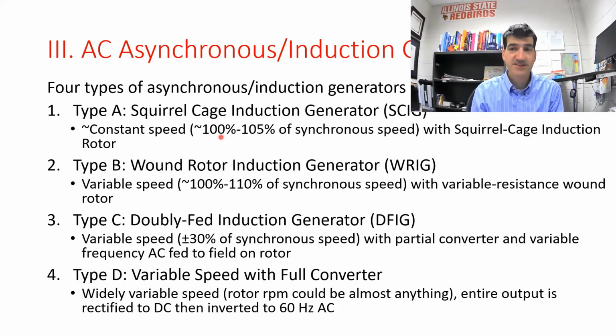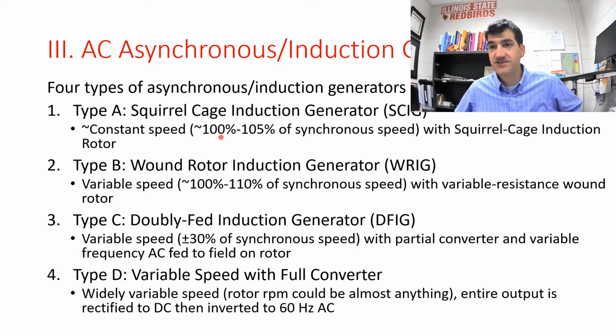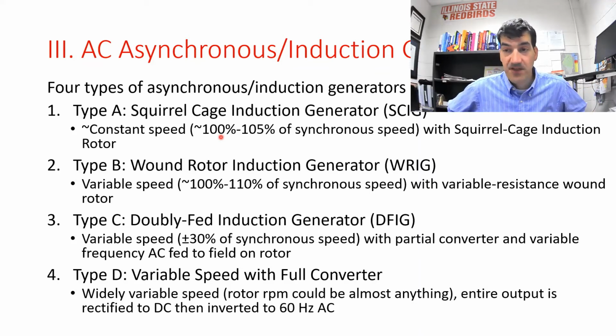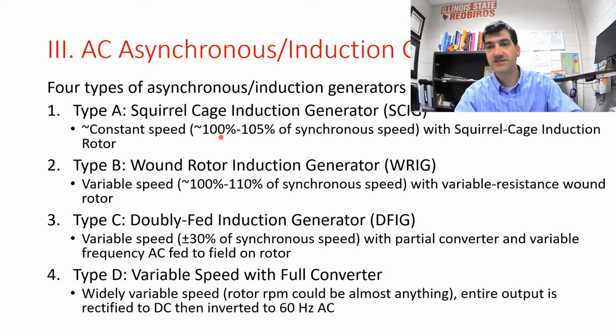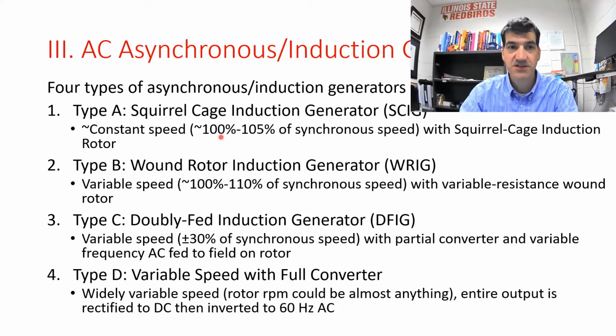So it is variable speed, but it's only a little bit of variability. You can't deal with wide swings of variable input. It's almost a constant speed. There's only a little bit of variability in the input speed for this particular type of generator. We'll talk more about each one of these in the next couple of slides.